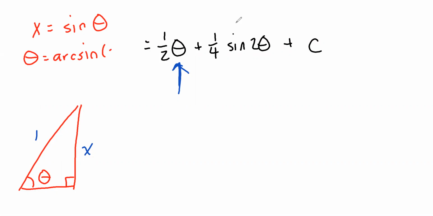The good news is we got something to substitute for theta. So let's go ahead and do that on the first part of our answer. Theta is equal to arc sine of x, or sine inverse if you prefer. But what are we going to do with the other theta? What are we going to do with the theta inside of 1/4 sine of 2 theta?